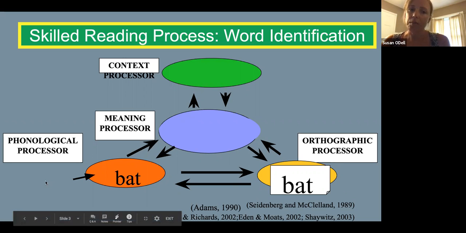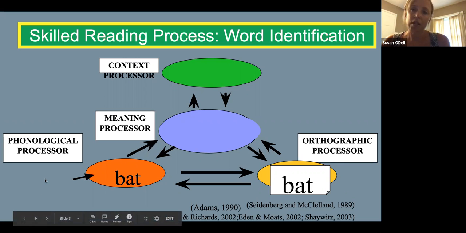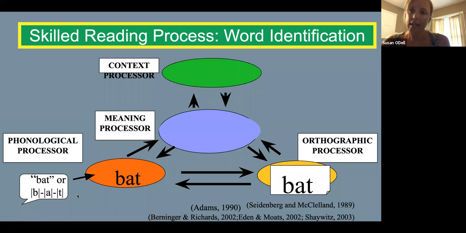Then the phonological processor responds in one of two ways. If the word is a word that can be read by sight, the phonological processor will retrieve the whole word pronunciation for that word. If the student does not know the word by sight, the student may associate each of those individual letters with the individual phonemes to be able to read that word.